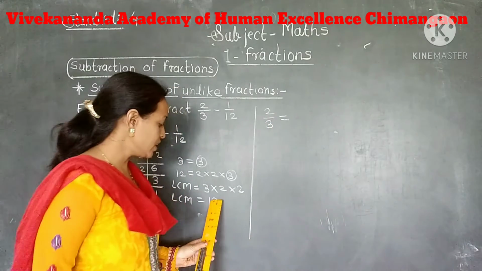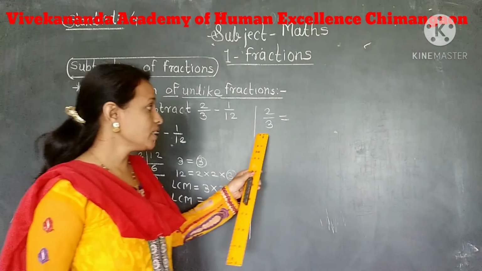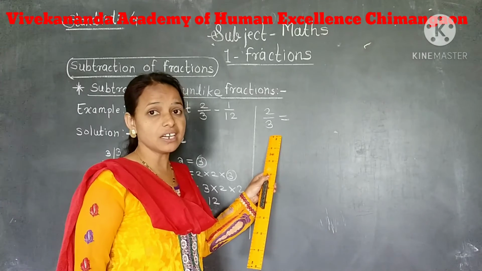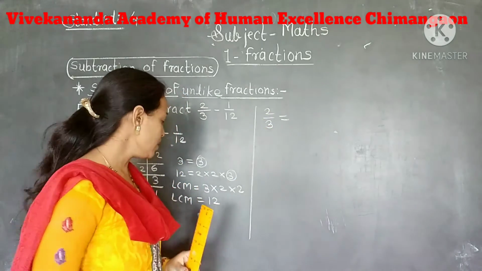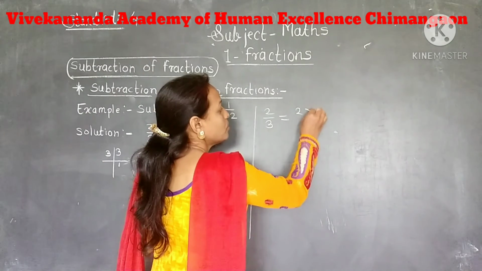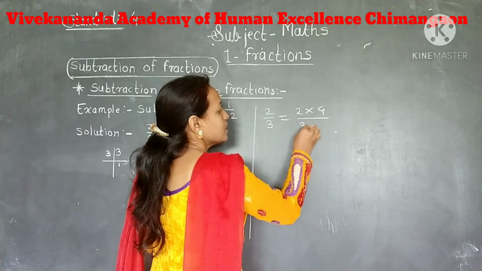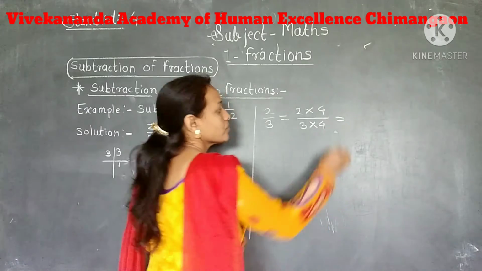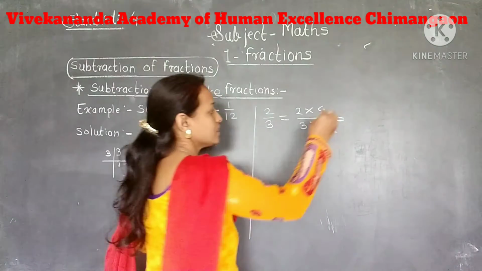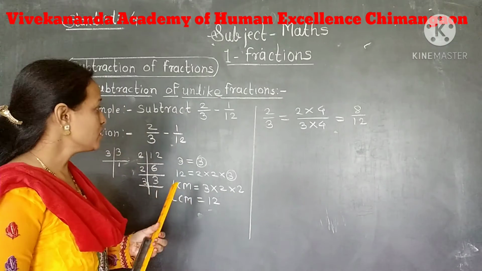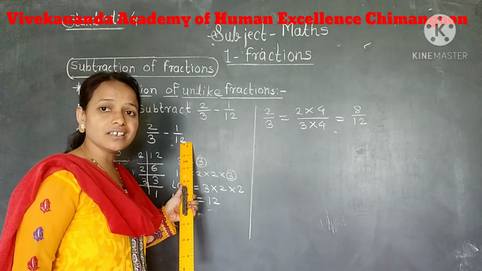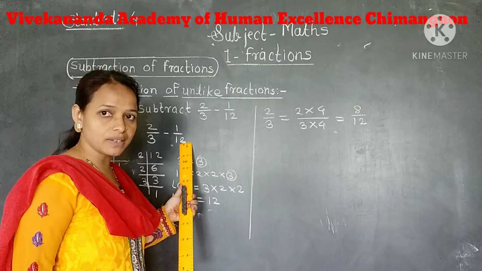But we want here denominator as 12. So here denominator is 3. 3 fours are 12, so we multiply 2 and 3 by 4. 2 multiplied by 4 and 3 multiplied by 4. 2 fours are 8 and 3 fours are 12. So here the second fraction is already with denominator 12.